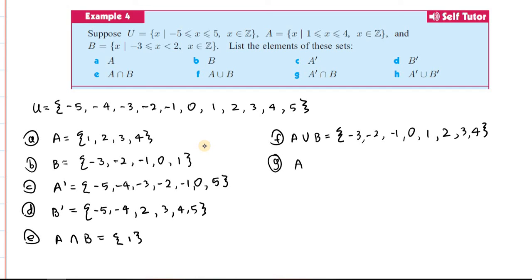For G, I want A complement intersection B. So now I'm looking at the complement of A and B and trying to figure out what parts of those are the same. So they share -3, -2, -1, and 0.